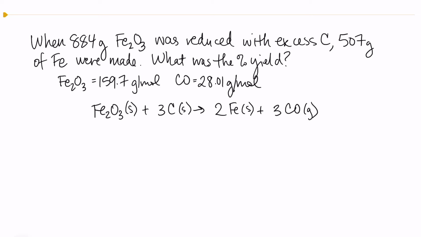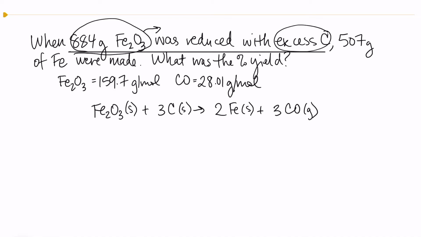Okay, so let's look at this situation. In order to calculate the percent yield, the first thing I need to do is calculate the theoretical yield, and then I'm going to use my actual yield to find the percent yield. They told me that I had excess carbon, so I don't have to worry about the carbon because I know that I have enough. And then they told me that I was starting with 884 grams of Fe2O3. That's my reactant. And so I'm going to use this information to find my theoretical yield.